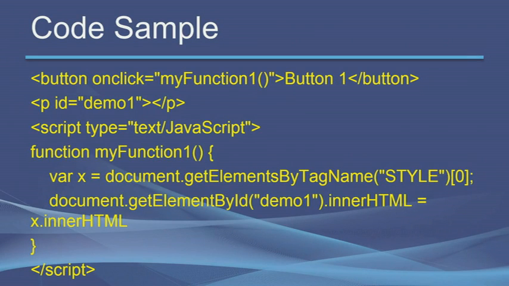So if you look at document.getElementById demo1, which is basically a paragraph text, you are going to insert between the open paragraph and the closed paragraph tag whatever HTML is inside the x variable. So any HTML inside the x variable is going to be inserted in the paragraph ID demo1. So that is what is going to happen.